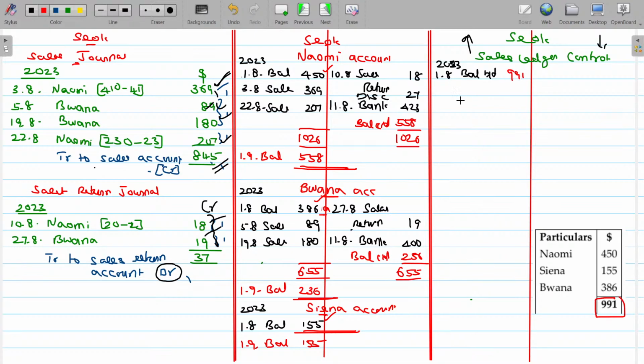And then the total sales we did for all the three parties. How much? 845, which is 369, 207, 89, 180. If you add up all these values, it is equal to 845, so I can directly post that 845 here. In case of sales return, 37 rupees total, means sales return here 18, here 19. The total sales return, and the last date being, we can post the last date, 31st August, sales return, the value being 37.